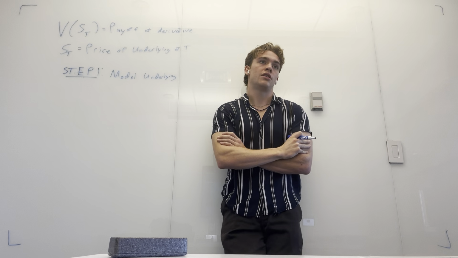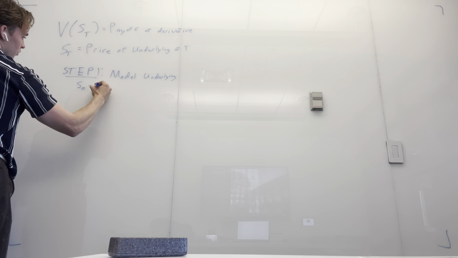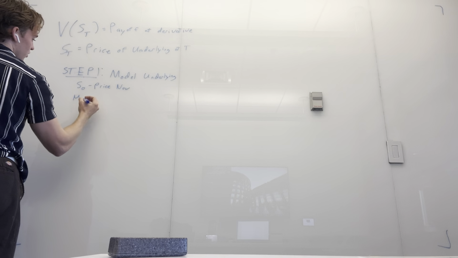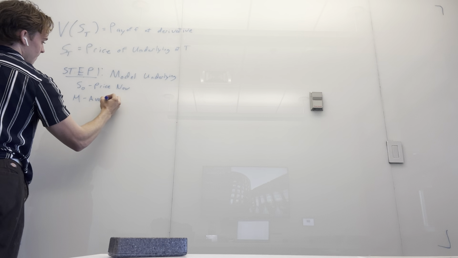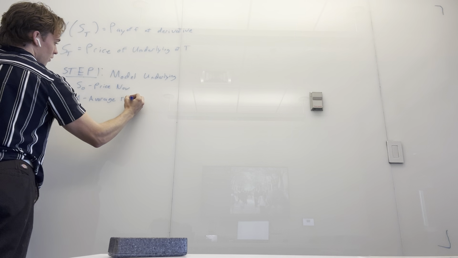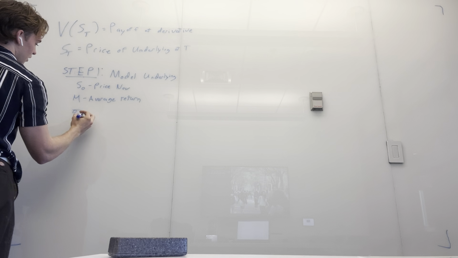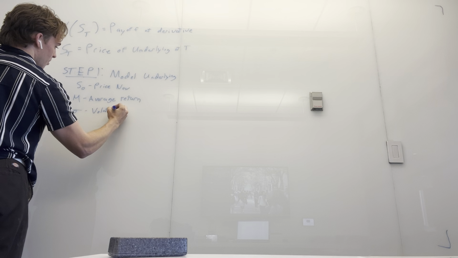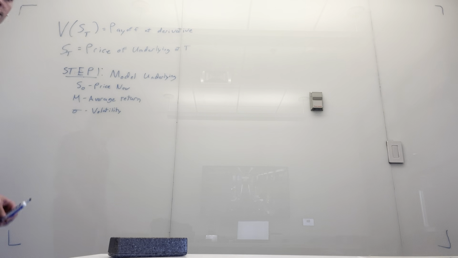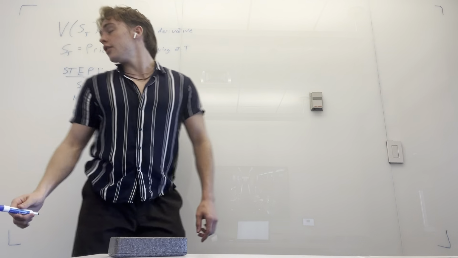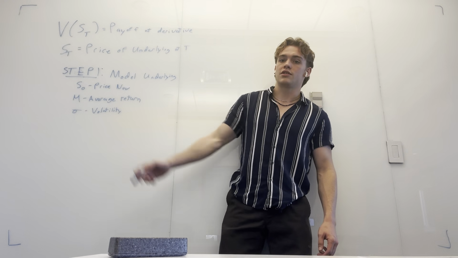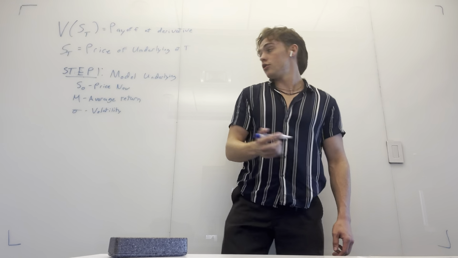And we know some things about the price now. Namely, we're going to say that S sub 0 equals the price now. We're going to say that mu equals the average return. And then we're going to let sigma equal the volatility. So already you can see some of the assumptions that are going into this model. Namely, we have the assumption that there's some constant intrinsic volatility in whatever our underlying is.